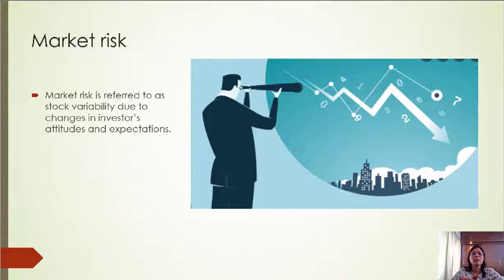Market risk. Market risk is referred to as stock variability due to changes in investors' attitudes and expectations. Market risk arises out of changes in demand and supply pressure in the market following the changing flow of information or expectations. The market risk for equity shares is much greater than in the case of bonds.